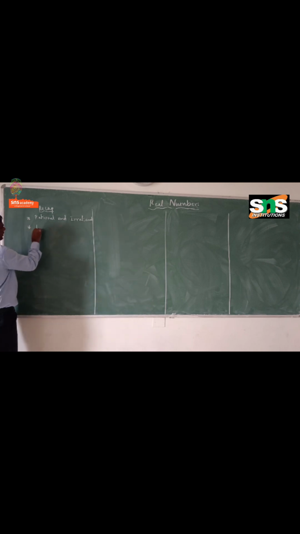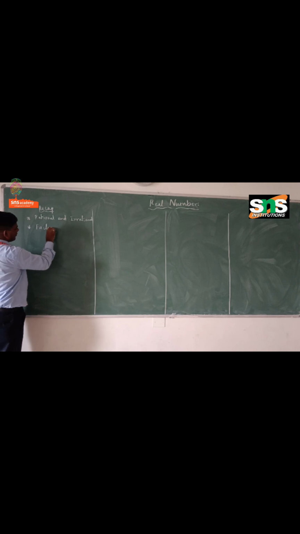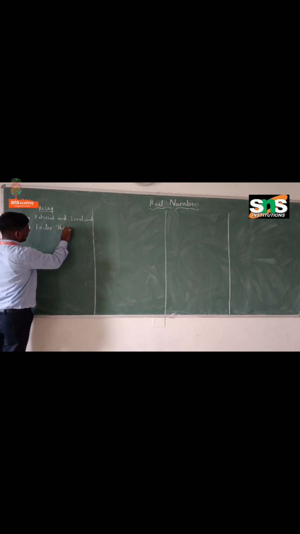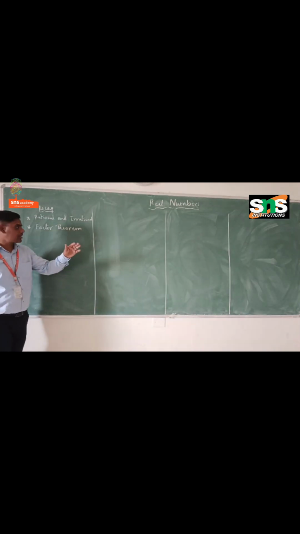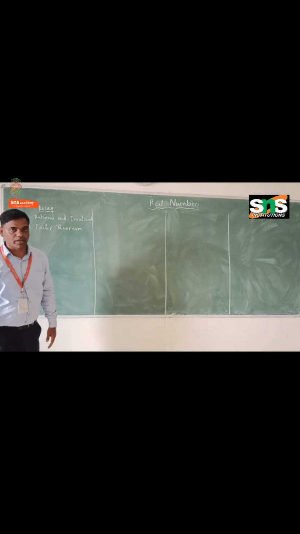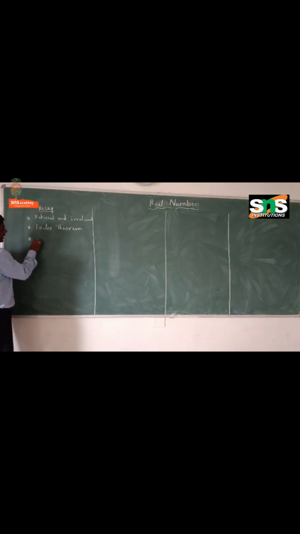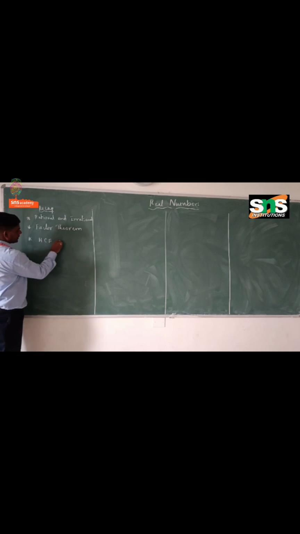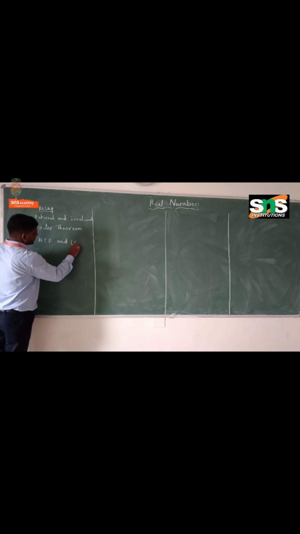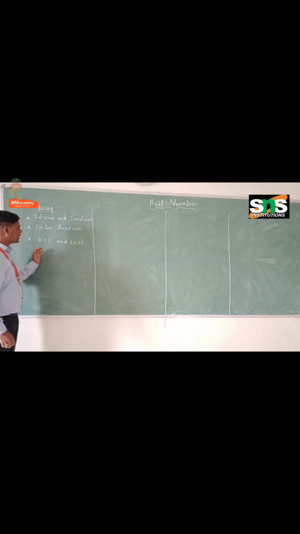In the previous class we also saw what the factor theorem means, and how a composite number can be written in the form of a product of primes. Now we are going to see how to find the HCF and LCM. These are the basic things in the real numbers. So, how to find the HCF and LCM.